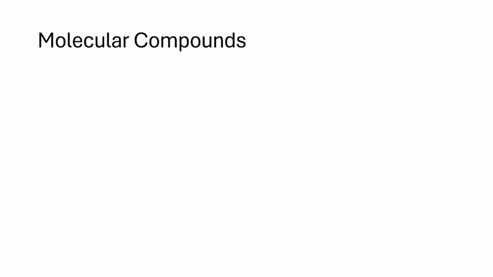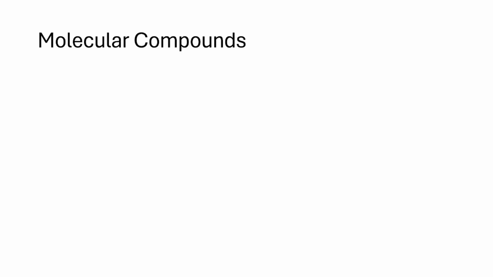So now we know about bonds. Let's talk about molecular compounds. A molecular compound is a substance made of two or more atoms bound together. You can think of a molecule like a friendship group. It's made of different personalities coming together to create something awesome.